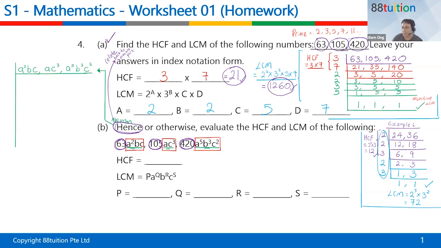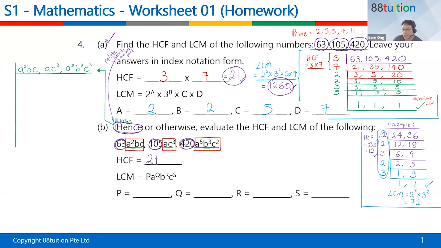So for part B, what happened? They are looking for the HCF again. Can you see? Let's follow the correct color. HCF is what? For the numbers, it is 21.